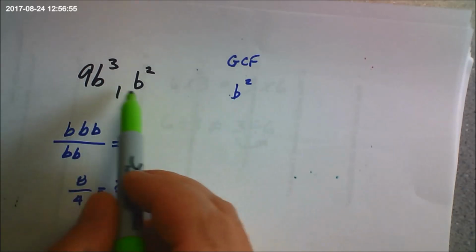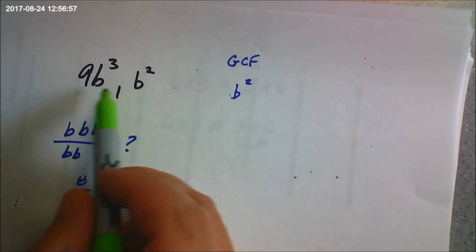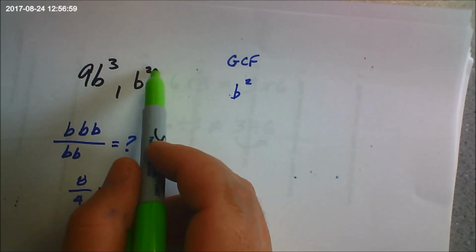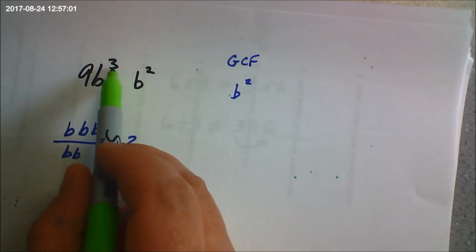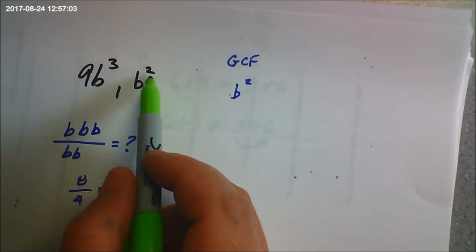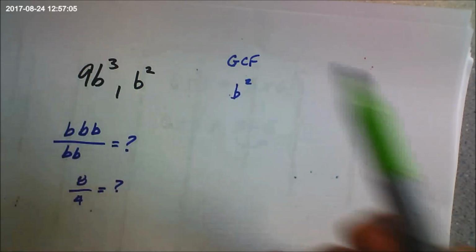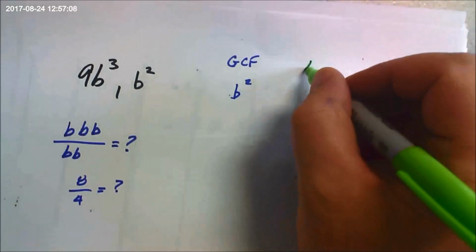Ryan, do you see why this is the biggest thing that goes into both? It can't be b cubed because b cubed is bigger than this one. B cubed is bigger than that because there's 3 and here there's only 2. And this doesn't have a 9, so yeah.